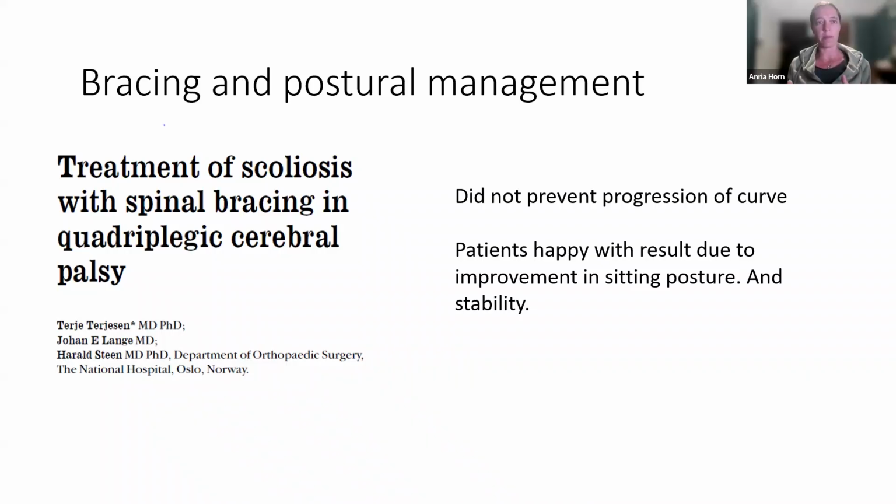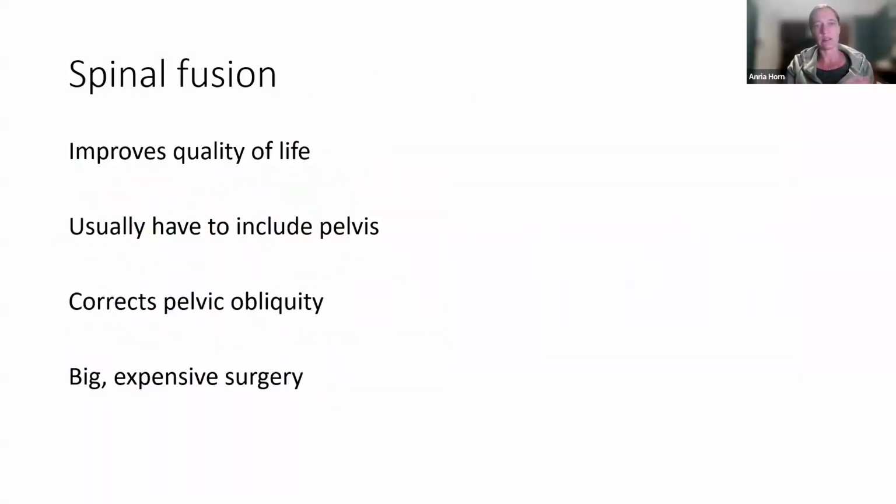It makes the parents very happy because suddenly their child's not falling all over the show. They're sort of looking the world straight in the eye if they have head control. So I still prescribe it, even though I know that it's not necessarily going to prevent the curve from getting worse. At least while they're waiting for the curve to get worse, they're sitting up straight. So it's, I don't know, it's a nice thing. It's not scientific, but I like it.